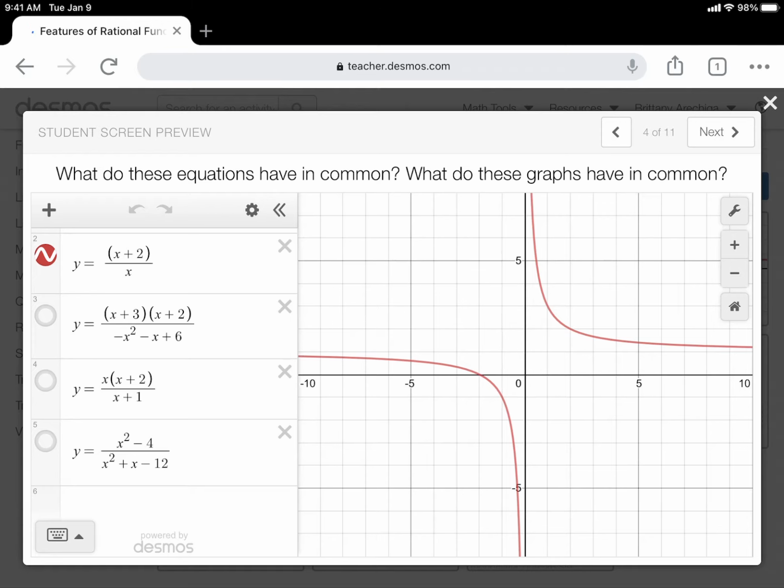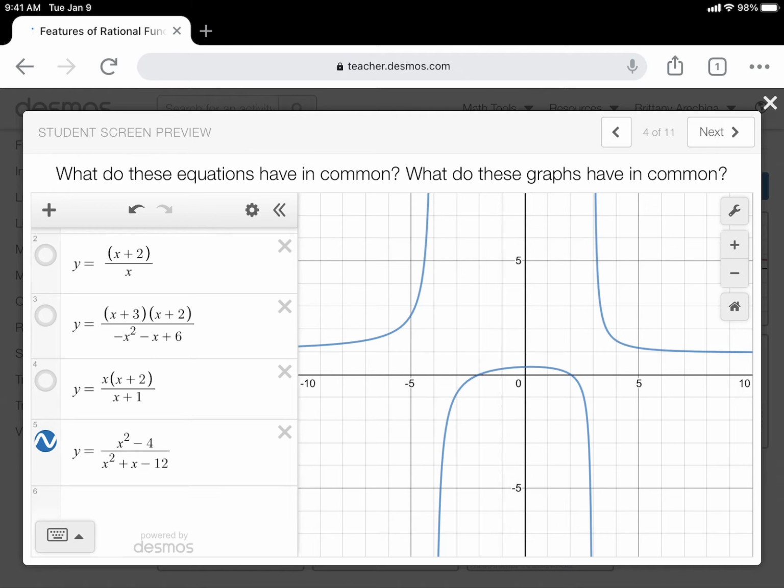So what I notice is they all have an x plus 2. This first one, clearly x plus 2. The second one, I see that x plus 2 in the numerator. The third one, again, I see that x plus 2 in the numerator. This last one is a little bit trickier. I do see x squared minus 4, which factors to x plus 2, x minus 2. But they all do have an x plus 2 in the numerator.